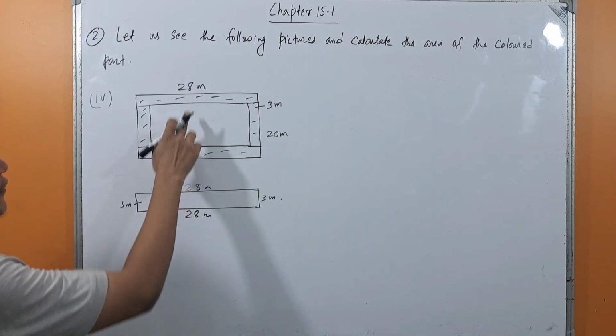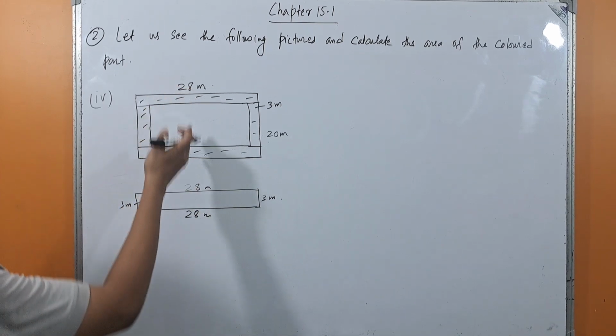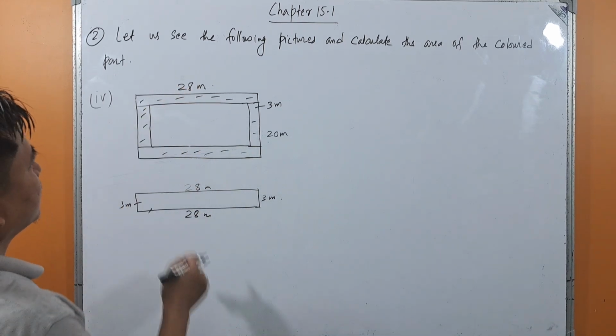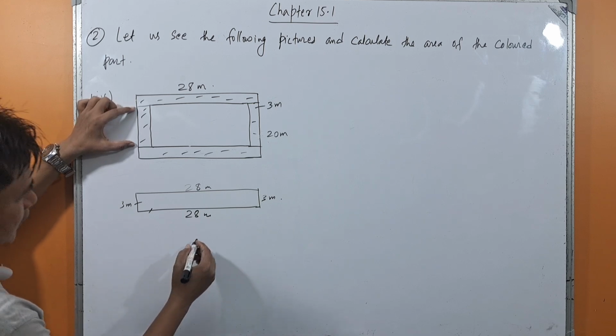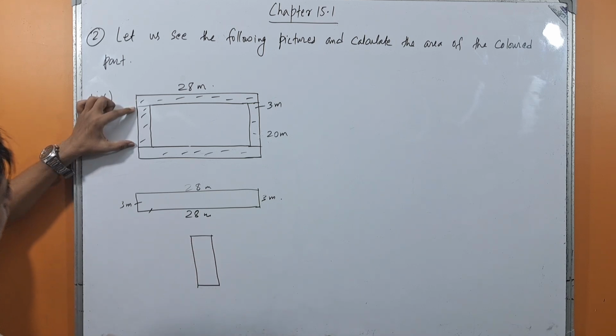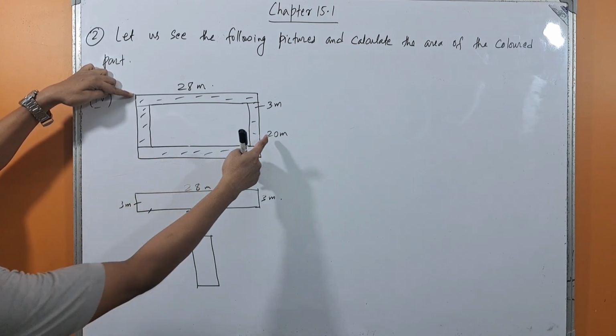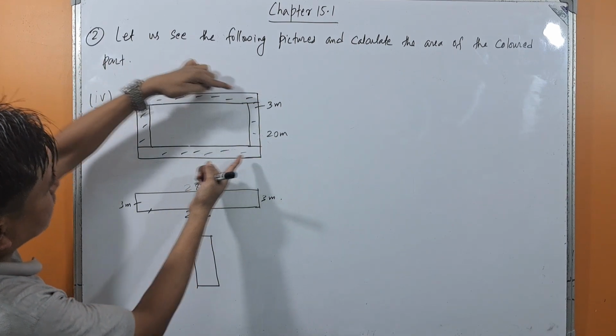We have a similar type of rectangle here as well, so we multiply with 2 and we get the area of both the rectangles. Now we find the area of this rectangle. The total length was 20 meter.